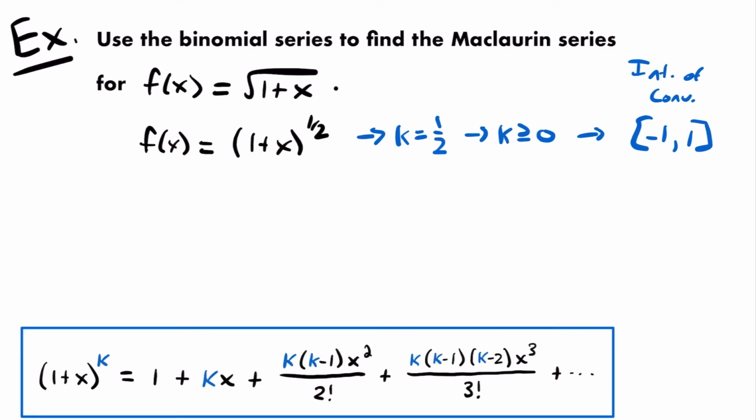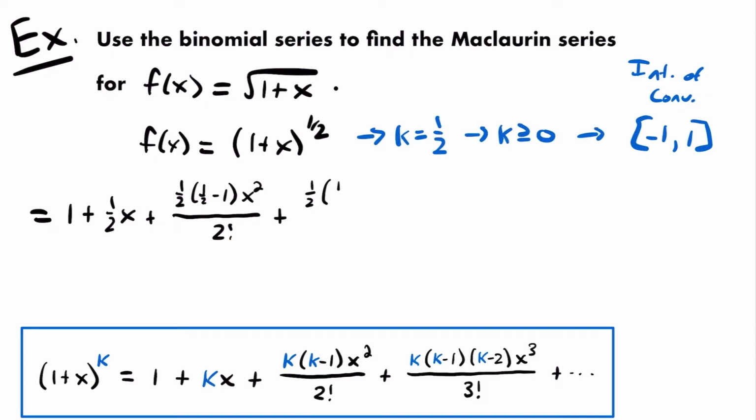Okay, so remember, when you have 1 plus x to the power of k, these are the terms that we're going to be working with. So our function is going to be equal to 1 plus k times x, which will be 1/2 times x, plus k, which is 1/2, times k minus 1, which will be 1/2 minus 1, times x squared, divided by 2 factorial. Then we're going to add that to k, which is 1/2, times k minus 1, or 1/2 minus 1, times k minus 2, or 1/2 minus 2, times x cubed, divided by 3 factorial.